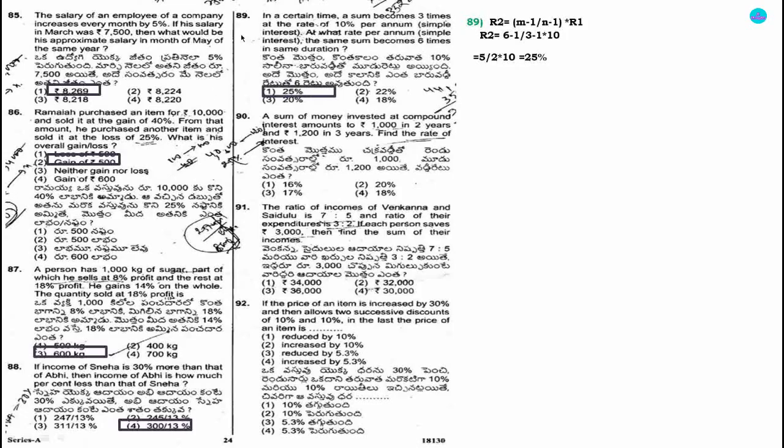This is a simple way which we can do. The sum becomes 3 times, they ask, and they are asking for 6 times. So m we will take as 6, and the first one we will take as n. And then like this we'll find the rate of interest.